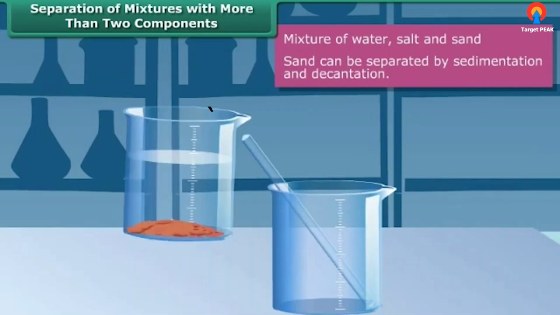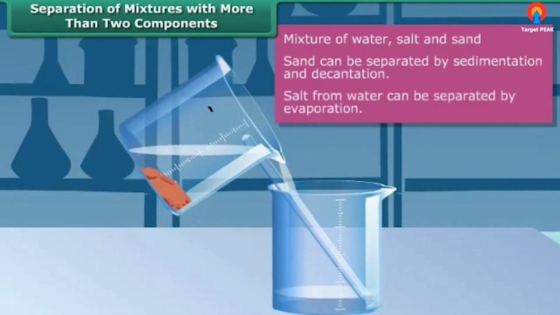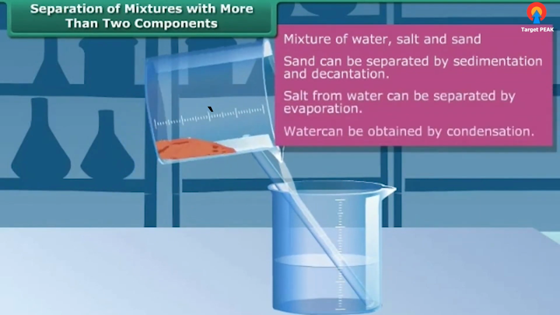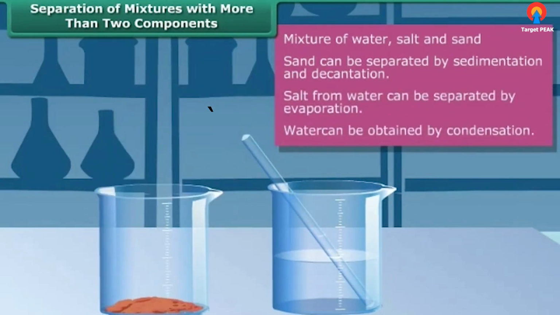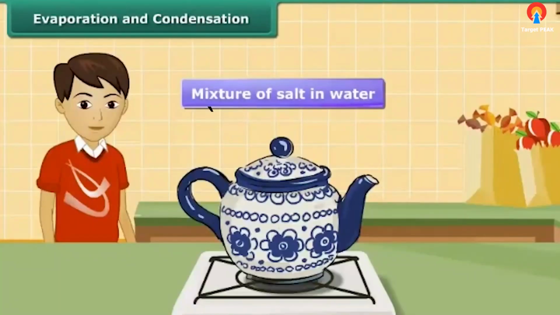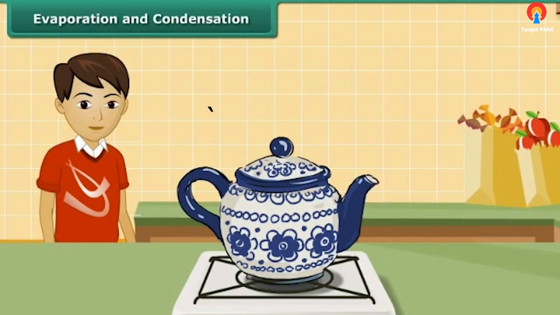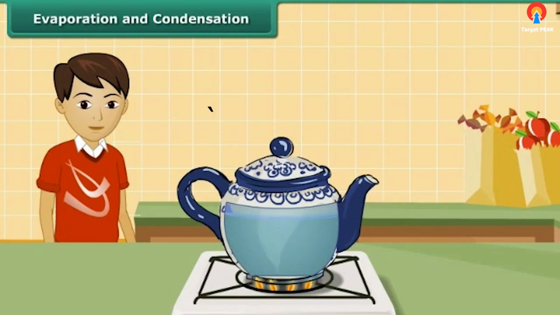Now, salt, being soluble, is completely dissolved in water. This is done through evaporation and condensation. Let us look at what we mean by these two terms. When we have a mixture of salt in water to separate, we take the solution in a kettle and cover it with a lid. Now gently heat the kettle for some time. Heating transforms water into vapor that escapes from the spout of the kettle.